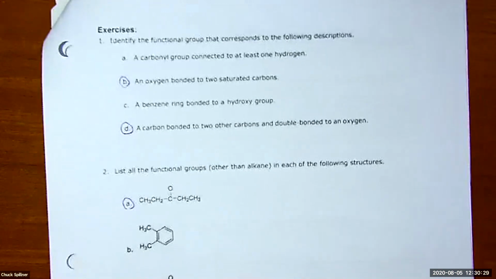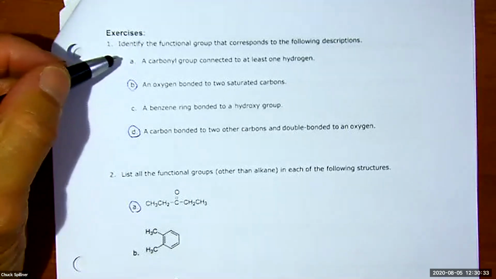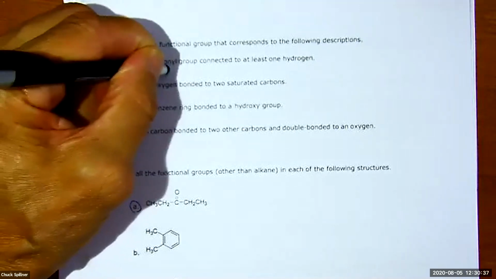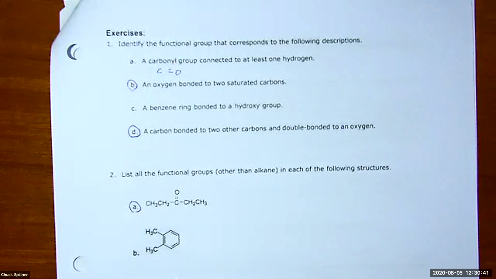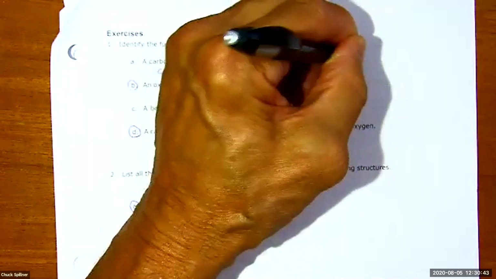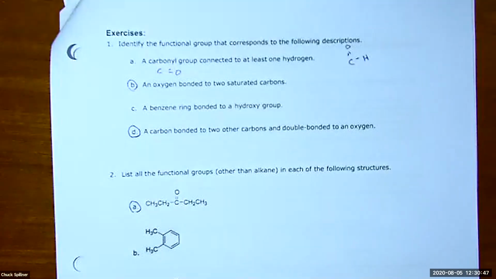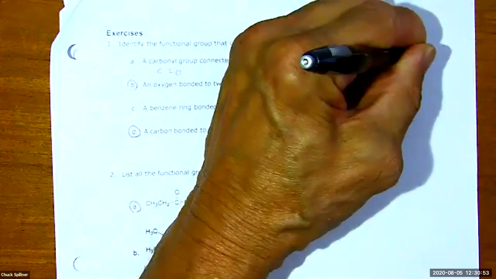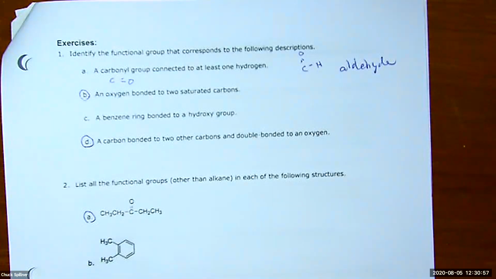All right, so let's start. I'm going to do the ones that are not circled. So a carbonyl group, remember carbonyl, and I'll draw what a carbonyl is. A carbonyl group connected to at least one hydrogen. So we have a carbonyl connected to one hydrogen. And what is that called? Excuse me, that's called an aldehyde. Okay, so that's the answer to number 1.